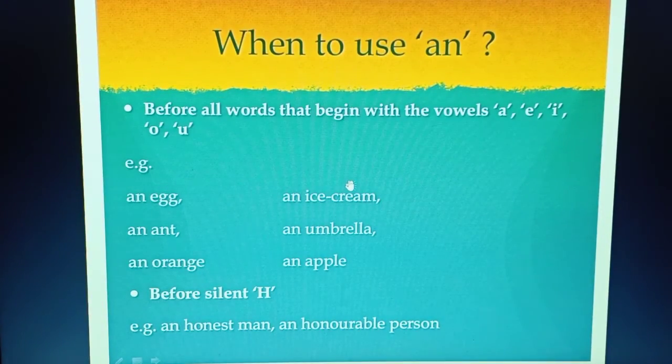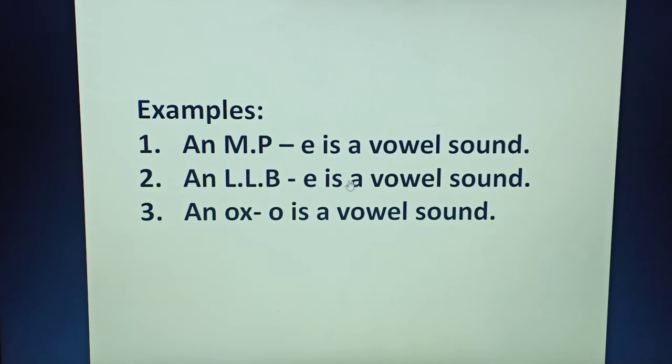The second indefinite article, we all know about this one, which is an. So when to use an? See, it is used with words whose first letter has a vowel sound. I'm repeating my sentence again: it is used with words whose first letter has a vowel sound.